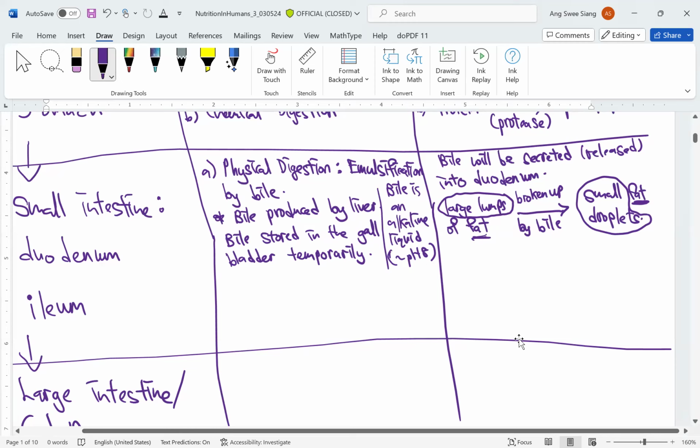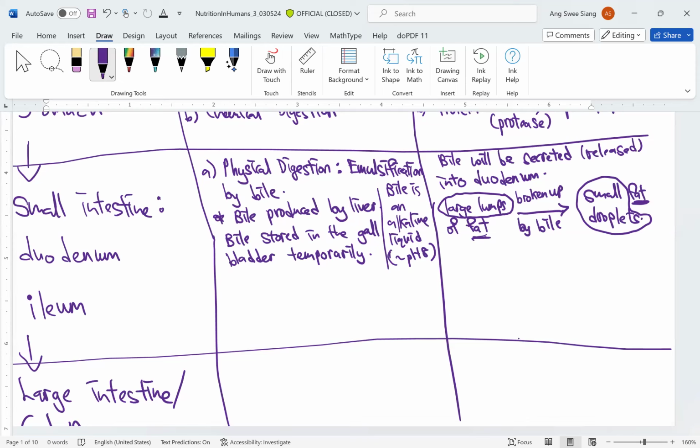So this is emulsification of fats by bile, and this is to increase the surface area to volume ratio of the fat. By now you should realize that the digestion of fat starts in the small intestine. So this is for the physical digestion.